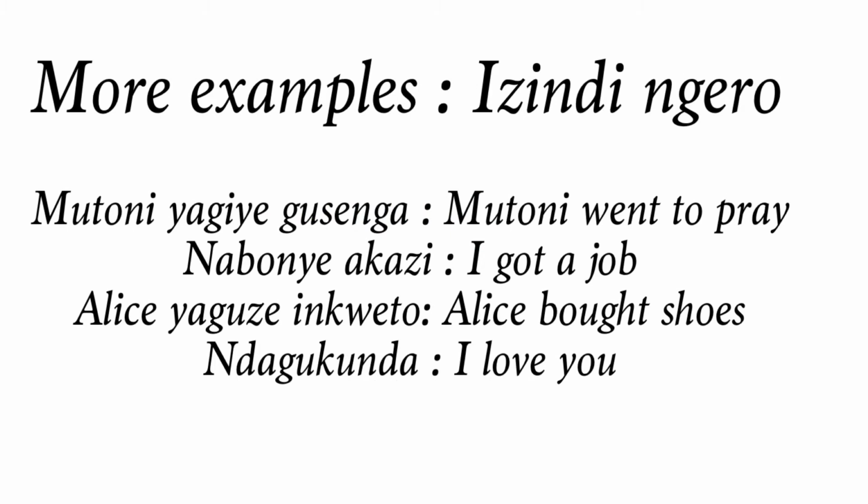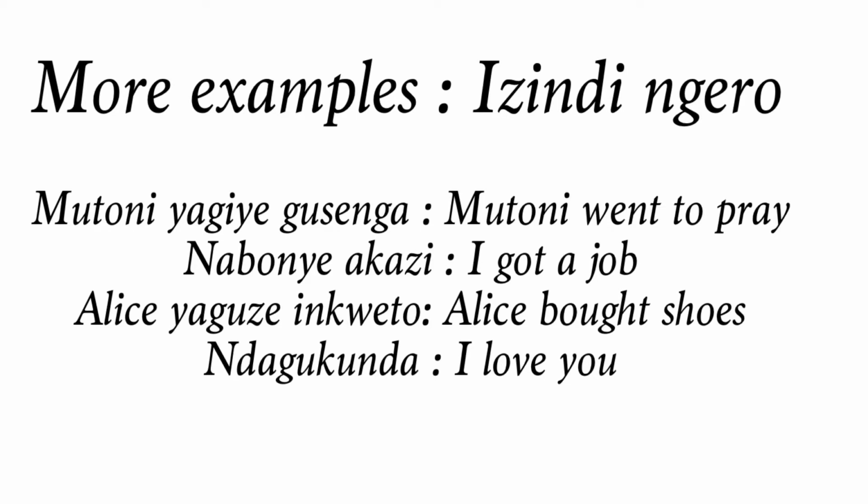Let's add more examples for us to understand well how to structure sentences in Kinyarwanda. The first example is Mutoni went to pray, which is Mutoni yagiye gusenga. Mutoni is the subject, yagiye is the verb, and gusenga is an object of that sentence.